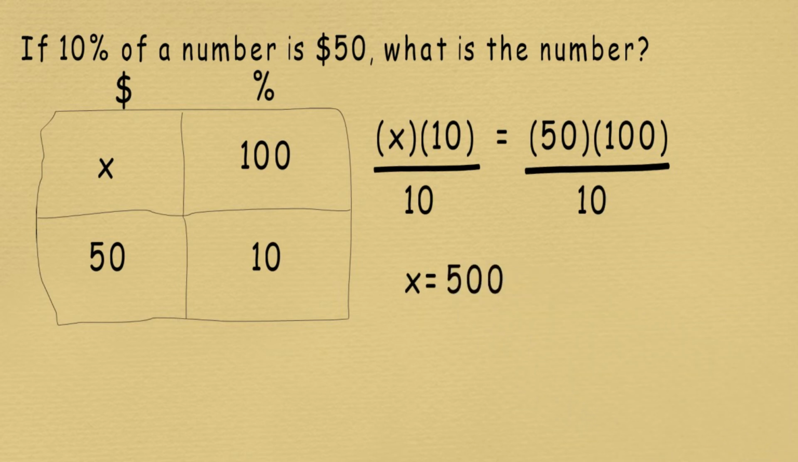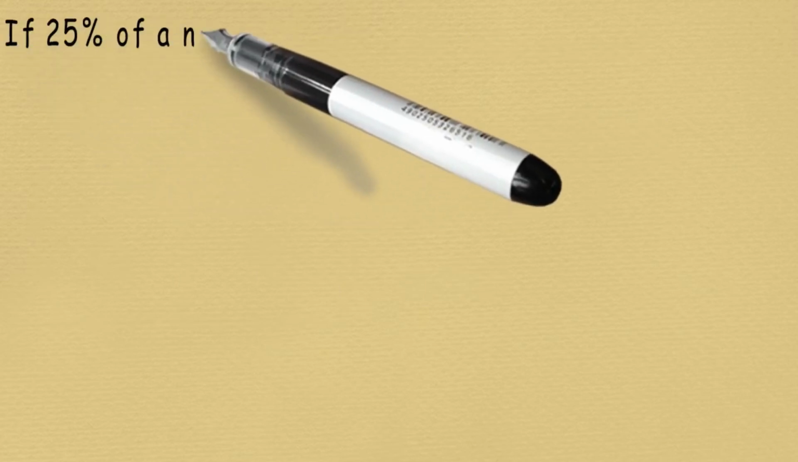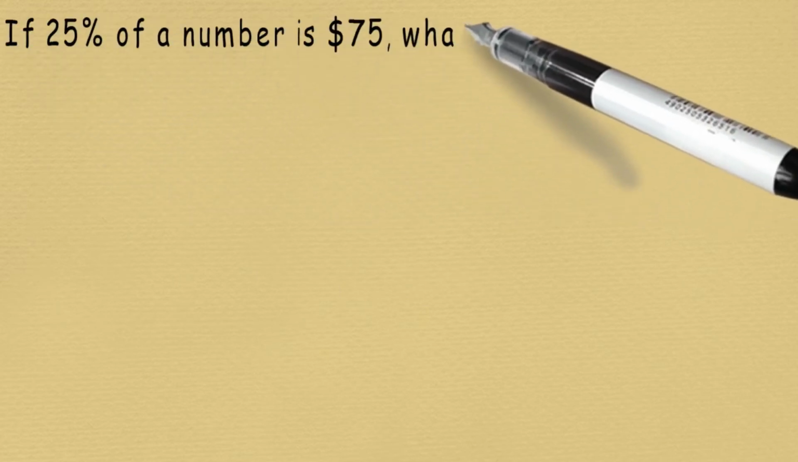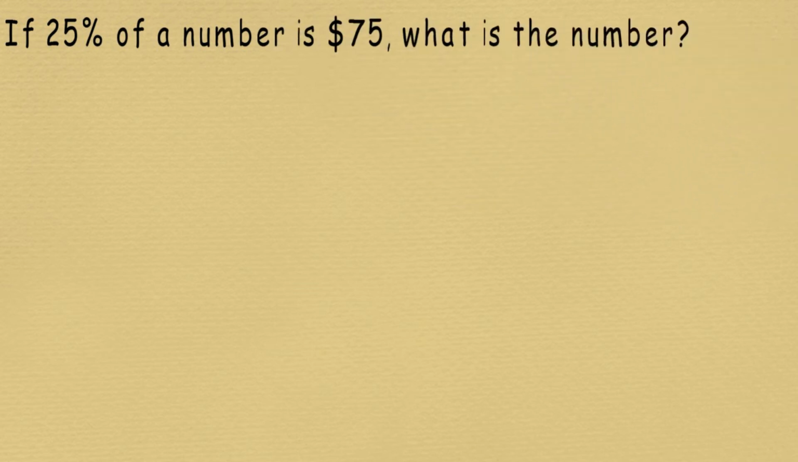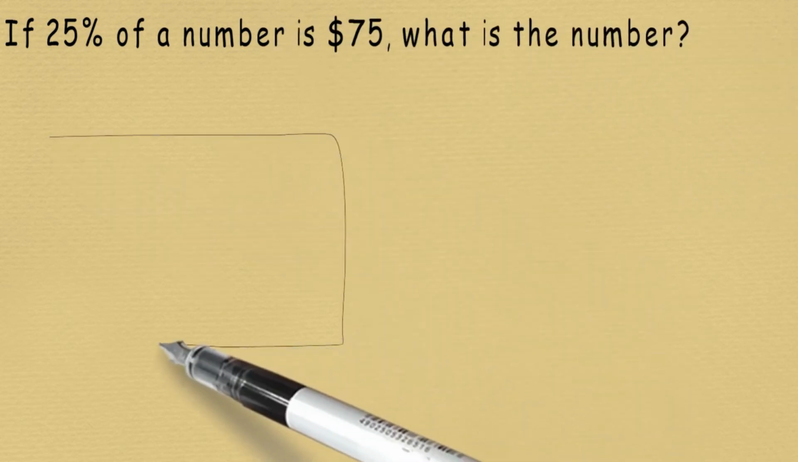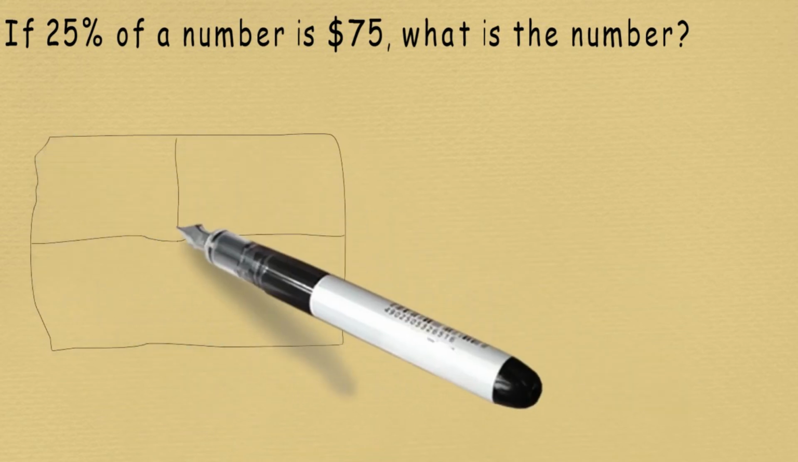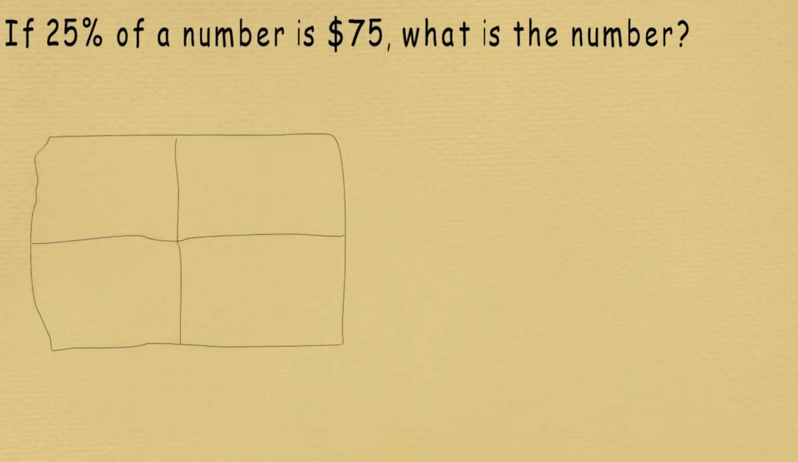Okay, so 10% of $500 is $50. Okay, let's do another example. If 25% of a number is $75, what is the number? Again, I'm going to draw my window box. I'm going to write the 100 in there. This is typical, right? Right above it, the symbol for percentages, and next to it, the symbol for money.